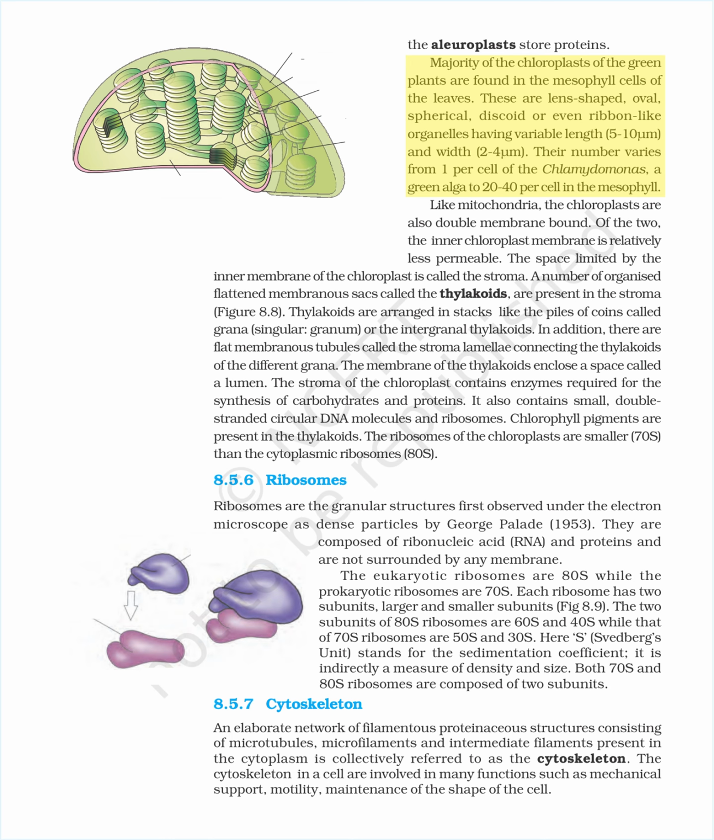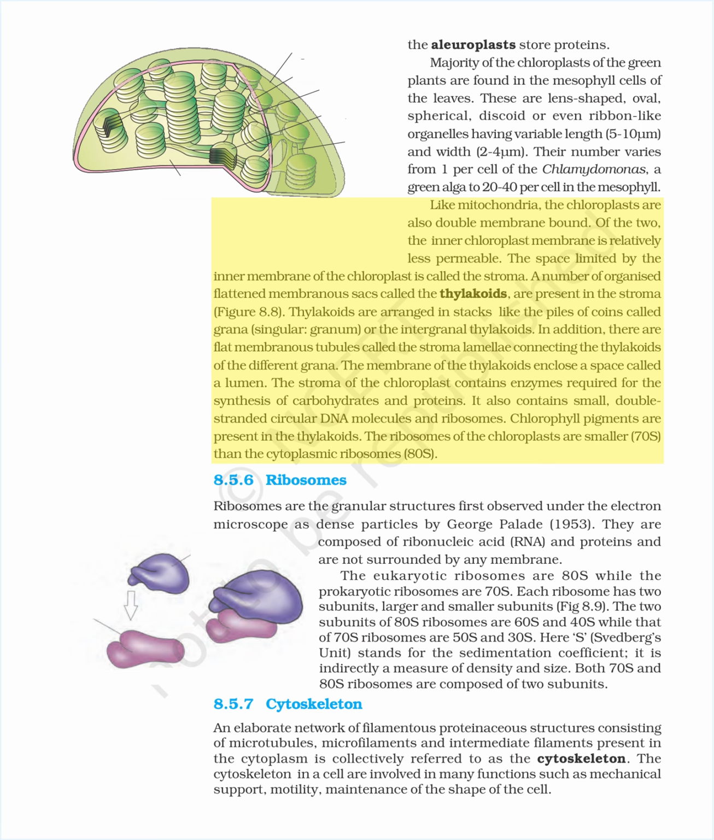Like mitochondria, the chloroplasts are also double membrane bound. Of the two, the inner chloroplast membrane is relatively less permeable. The space limited by the inner membrane of the chloroplast is called the stroma. A number of organized flattened membranous sacs called the thylakoids are present in the stroma, figure 8.8. Thylakoids are arranged in stacks like the piles of coins called grana, singular granum, or the intergranal thylakoids. In addition, there are flat membranous tubules called the stroma lamellae connecting the thylakoids of the different grana.